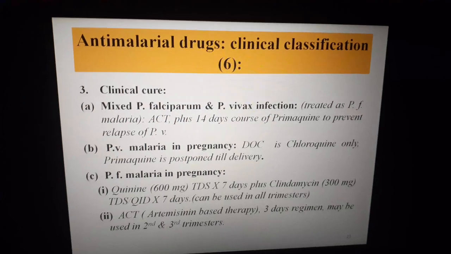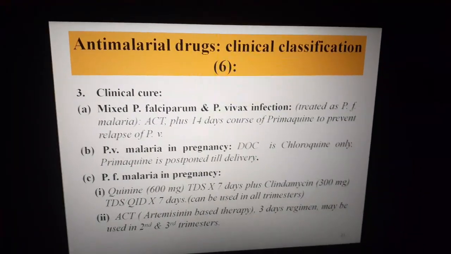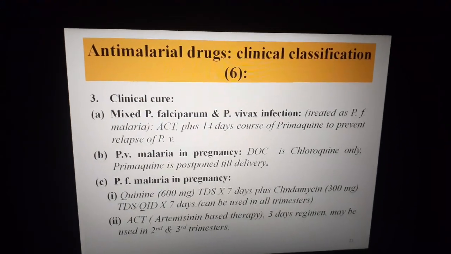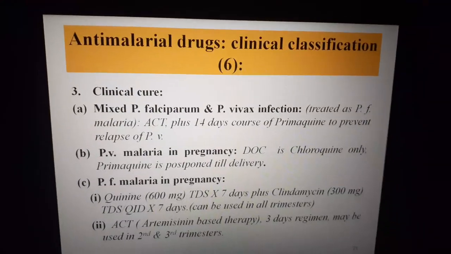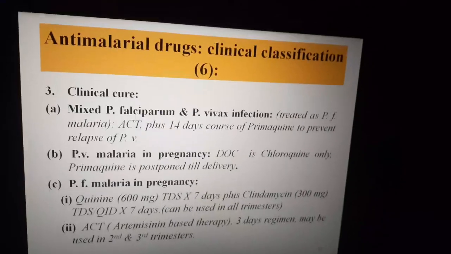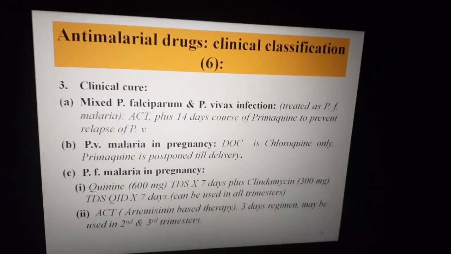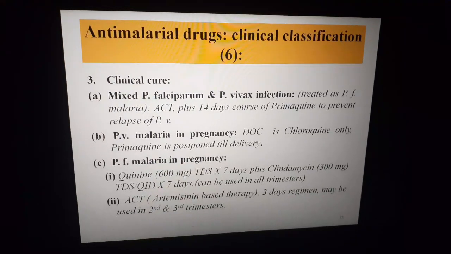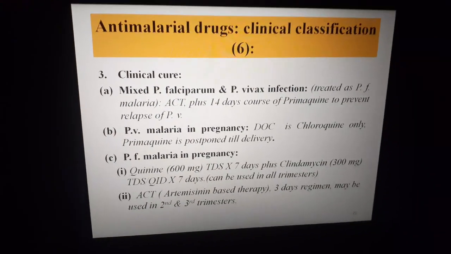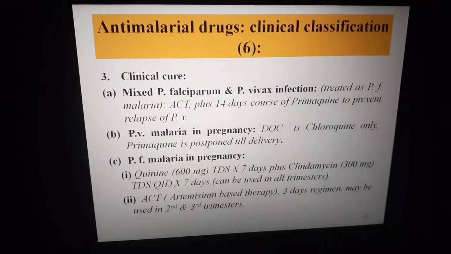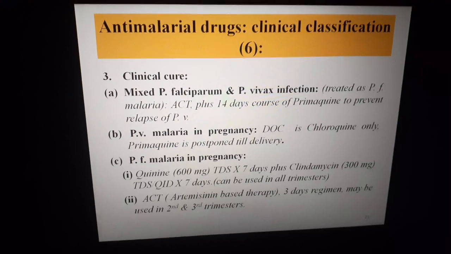Now this slide is very important. If there is a mixed infection of Plasmodium vivax and Plasmodium falciparum, it is treated as Plasmodium falciparum malaria, and it consists of artemisinin based combination therapy plus a 14 days course of primaquine to prevent relapse. You have to remember one thing that is important: relapse occurs in Plasmodium vivax and ovale malaria, not in Plasmodium falciparum. But if there is a mixed infection, the treatment is given according to Plasmodium falciparum malaria, and a 14 days course of primaquine is given to cover the relapse of malaria due to Plasmodium vivax.